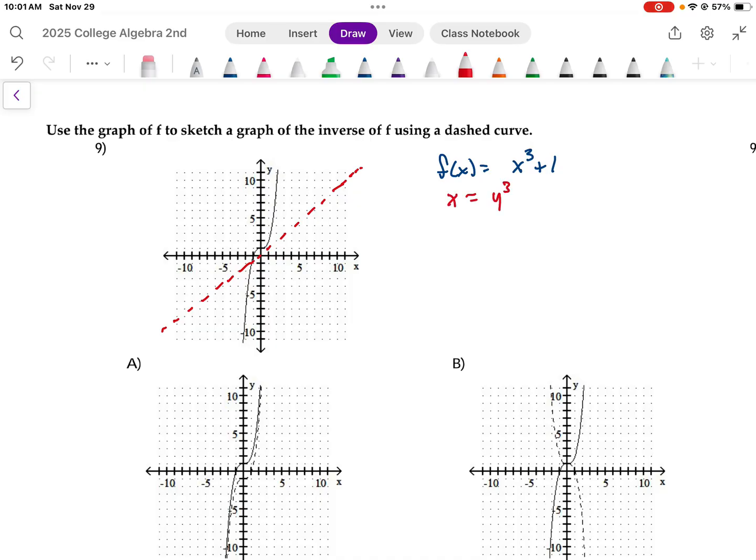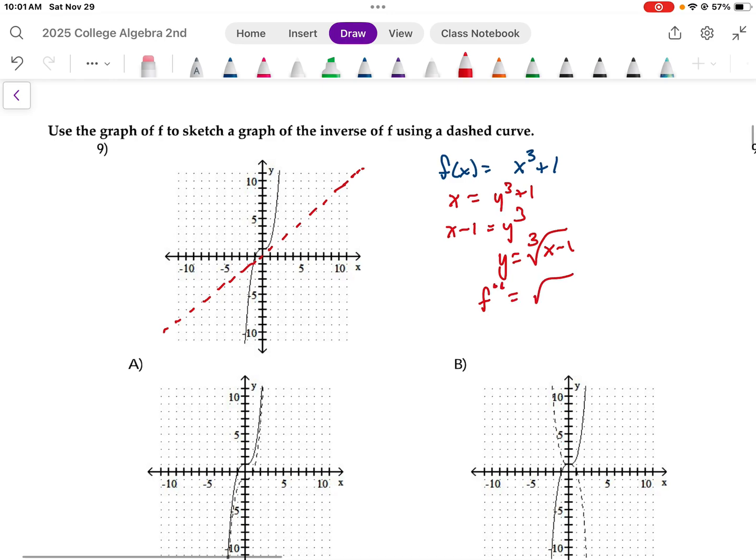And again, if I solve for the inverse, we would say x equals y cubed plus 1, subtract the 1, and then we would get y equals the cube root of x minus 1. And then I'd say f inverse, f to the negative 1, equals that. There's the inverse function.